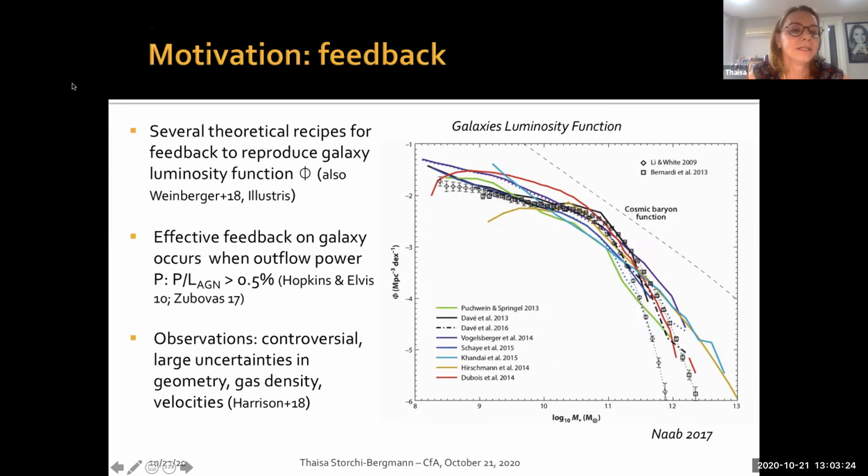And one important number here, with the contribution from Martin Elvis, in this paper of Hopkins and Elvis, points out that the feedback would be important in the galaxy if the power of the outflow, for example, is at least 0.5% of the AGN luminosity. So if you have an AGN, it will have a feedback that is powerful enough to influence the evolution of the galaxy. This power has to be at least 0.5% of the AGN luminosity.